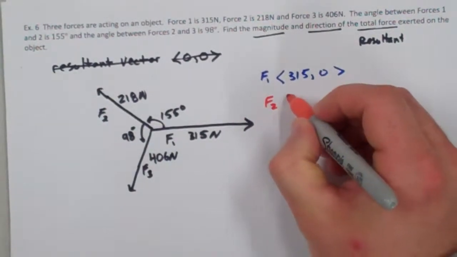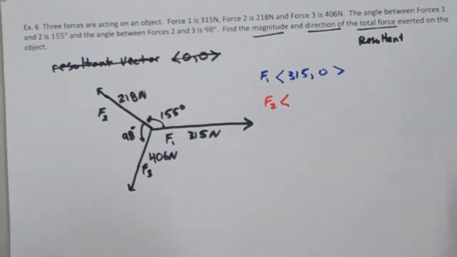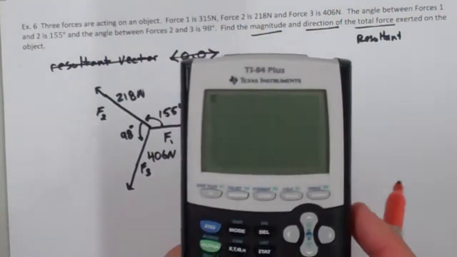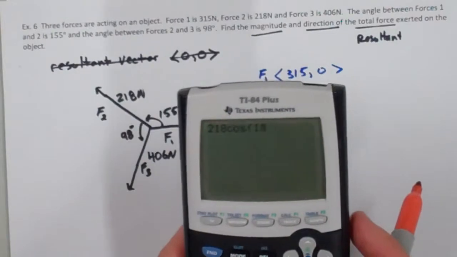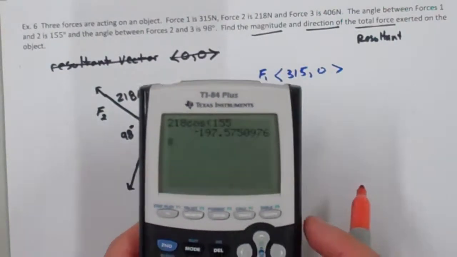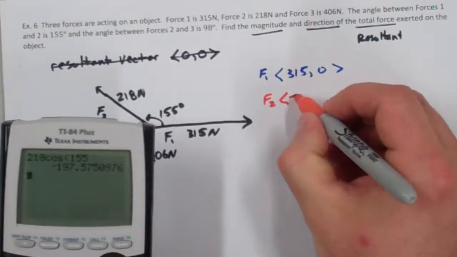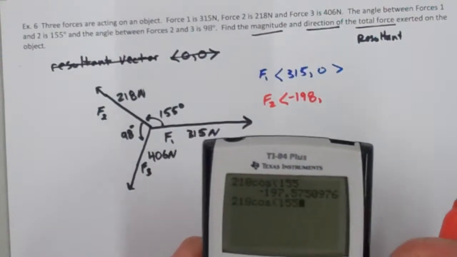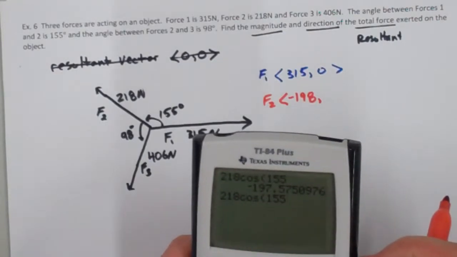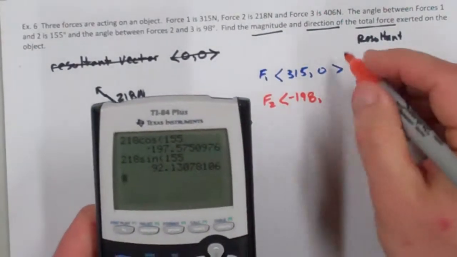Force 2, remember the x component is going to be the magnitude, and then we're going to do the cosine of the angle, which is 155. So it's negative 198, approximately. And then we could also do the sine, which is 92.